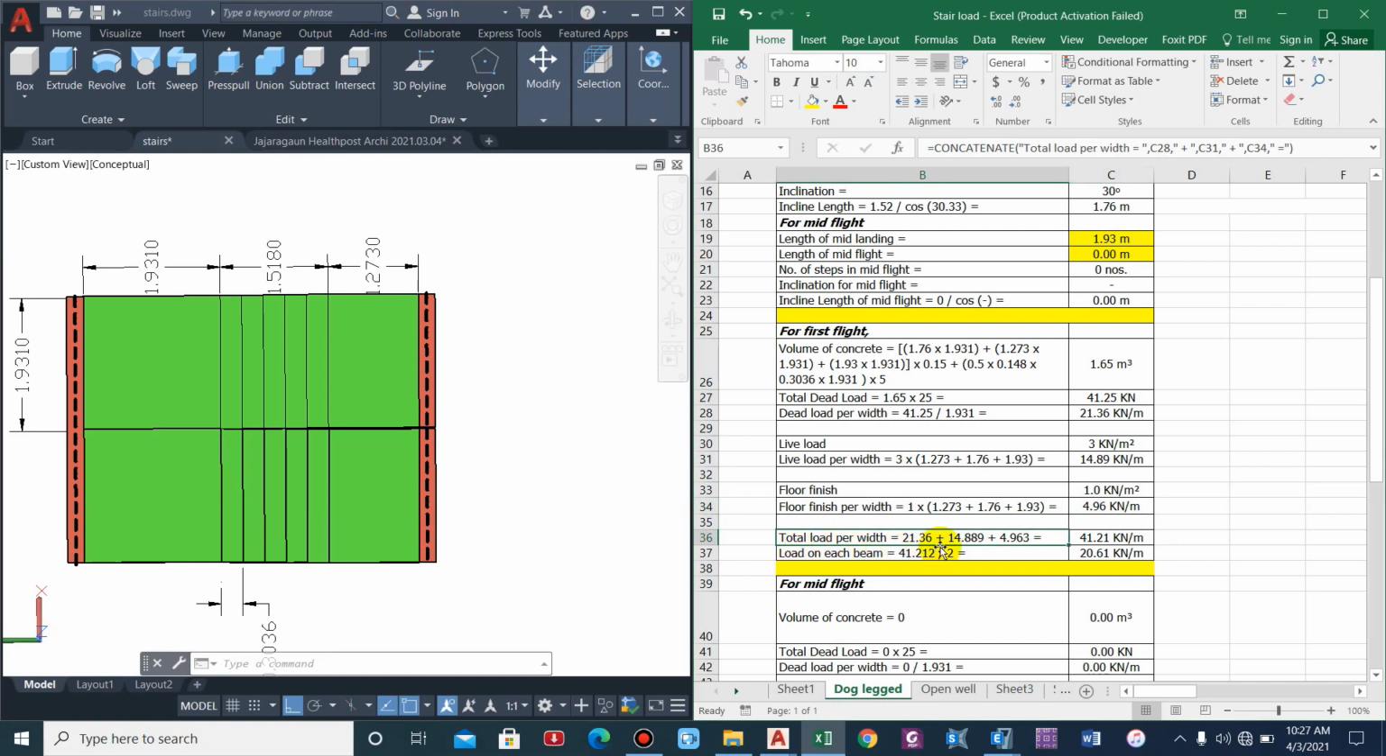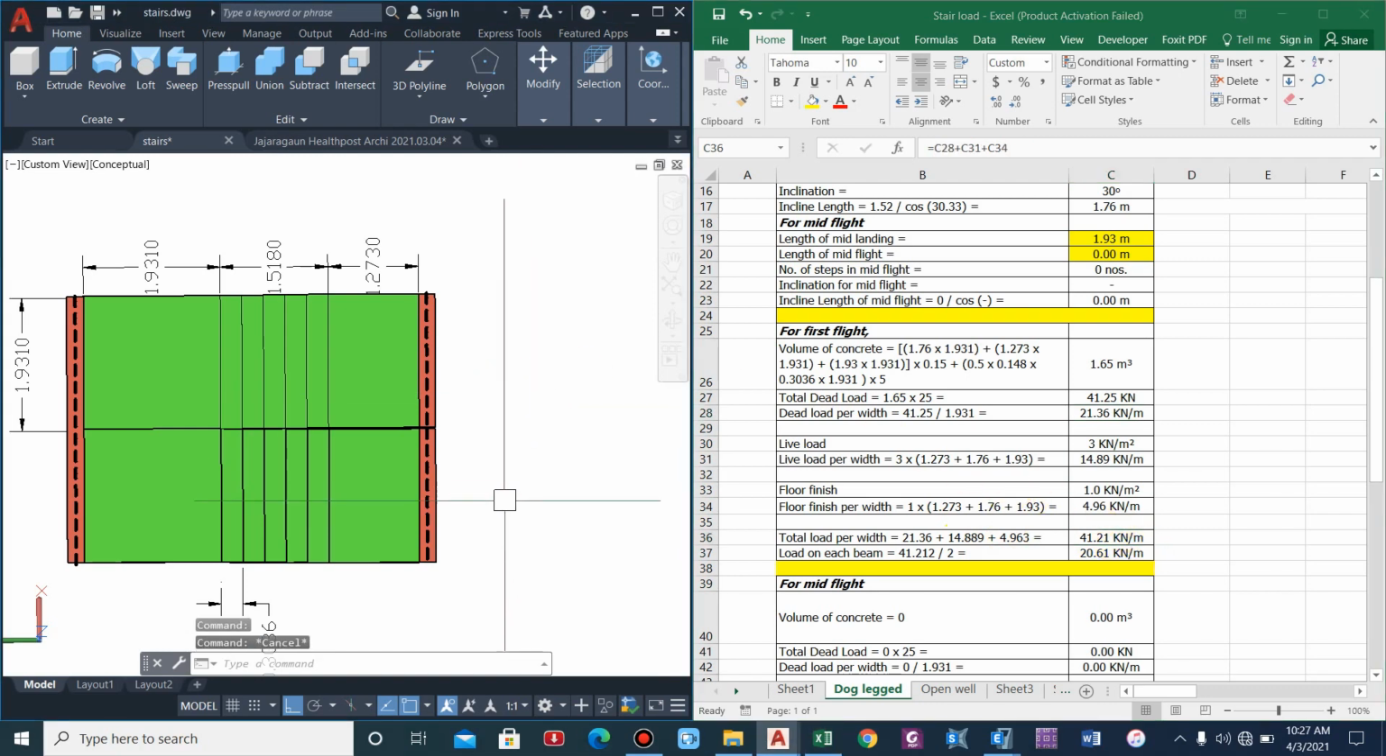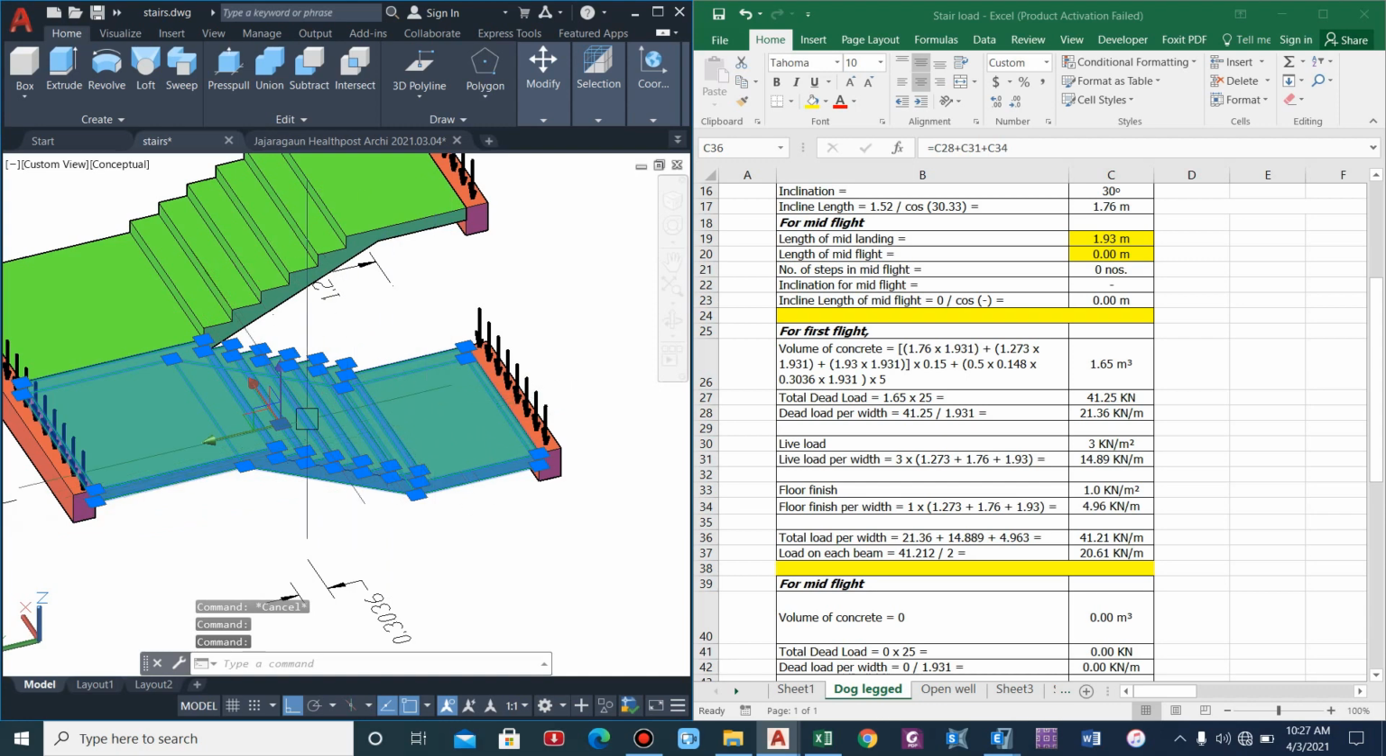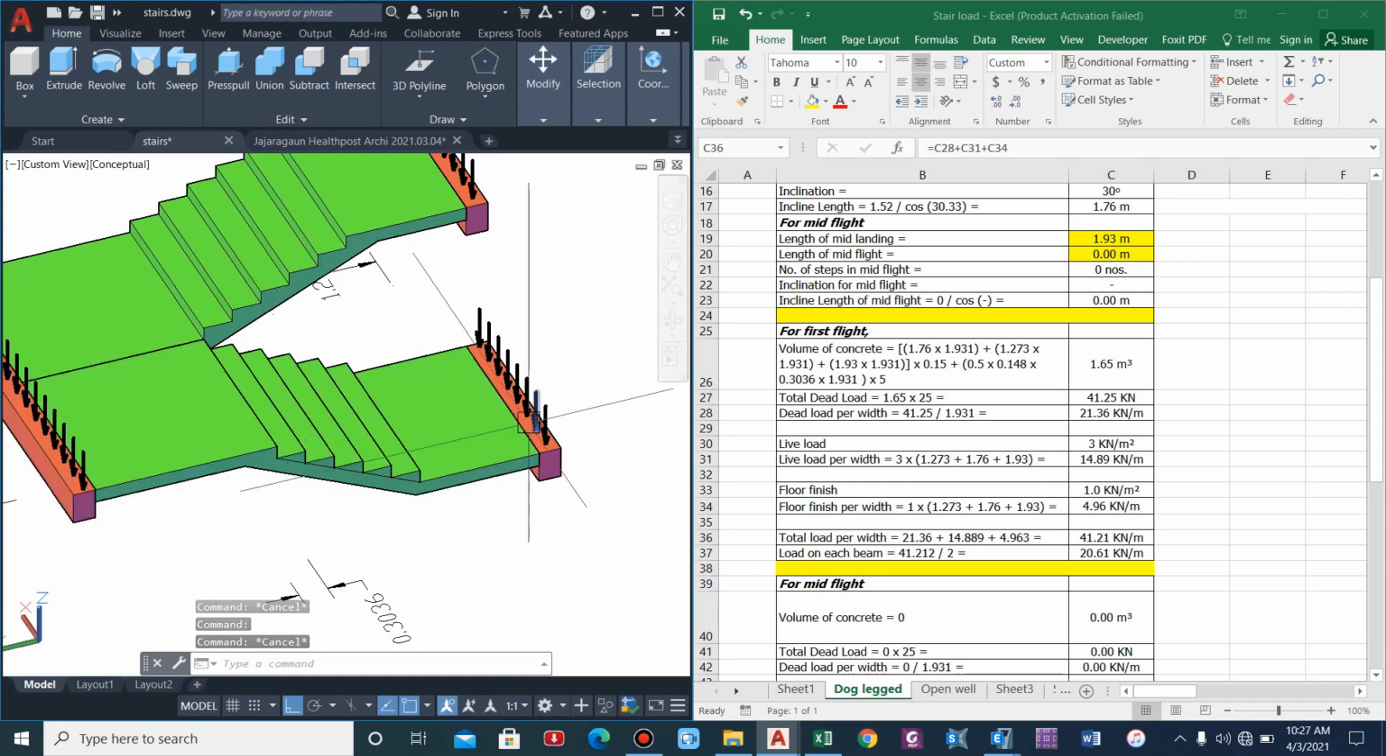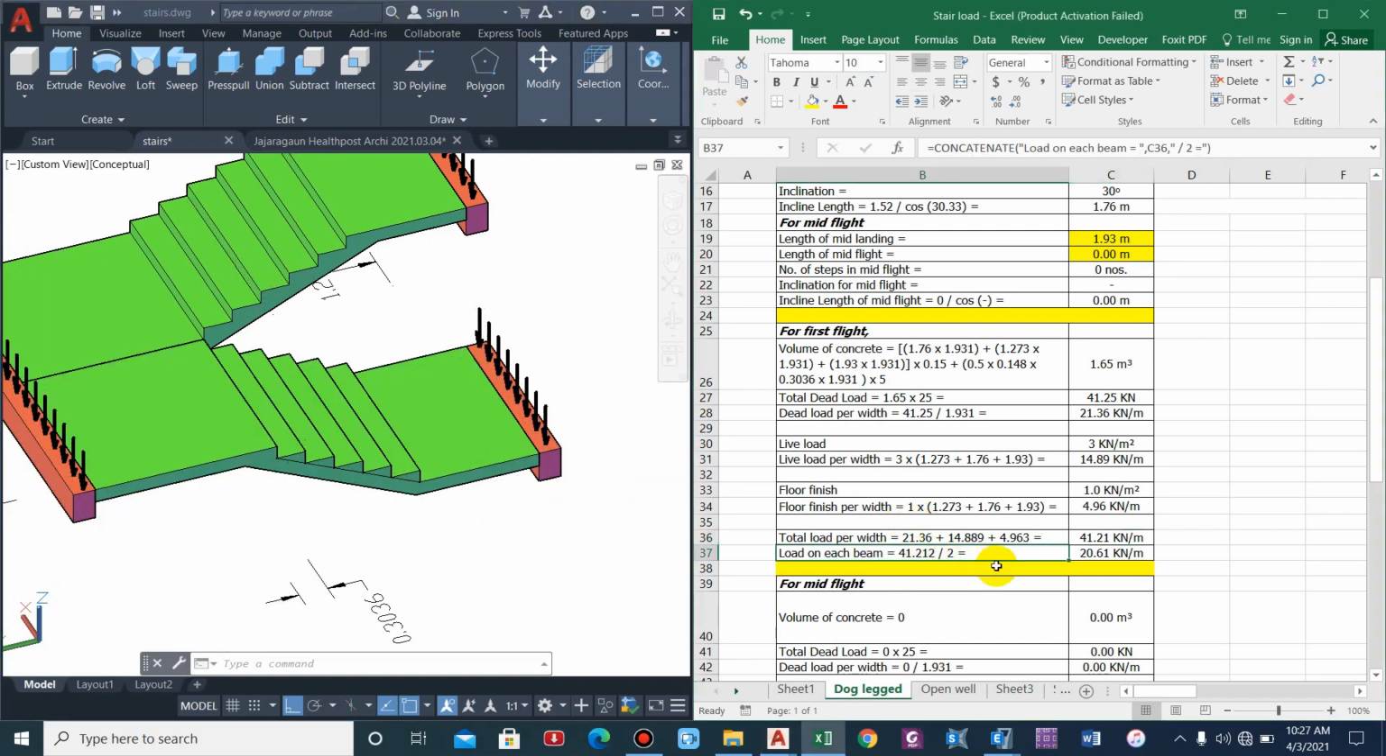Now the total load per width, with the dead load plus live load plus floor finish, comes to 41.21 kilonewton per meter. So this is the overall load for a single flight. Now that has to be distributed on these two beams. That means half of the load on this beam, half of the load on this beam. Hence the load on each beam will be 41.21 divided by 2, that is 20.61.